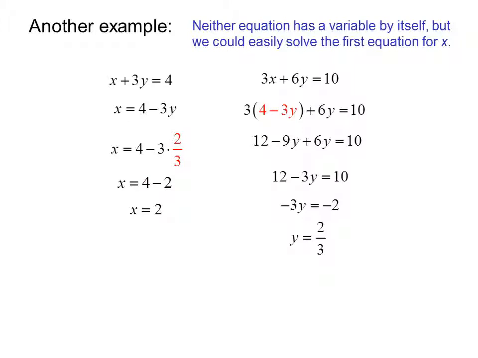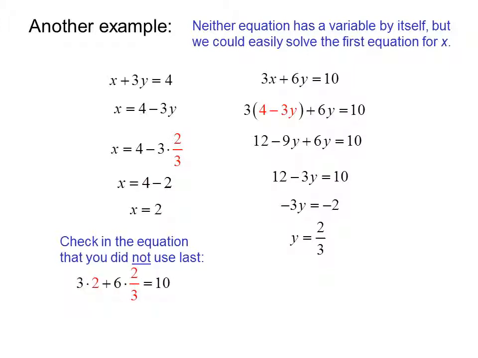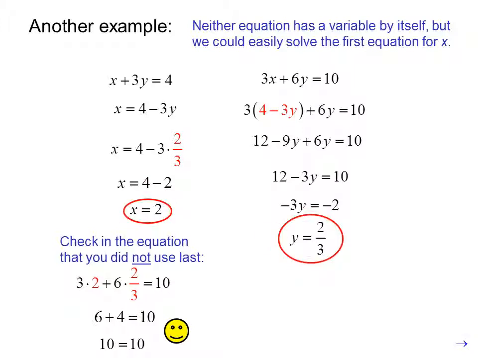Now we need to check. And as we did the last time, we check not in the most recent equation, but in the equation that we did not just finish using. So we check an equation that you did not use last. In this case, that's 3x plus 6y equals 10. Substituting in, we get 3 times 2 plus 6 times 2/3 equals 10, which gives us 6 plus 4 equals 10, or 10 equals 10. So we know we have the correct answer. x equals 2, y equals 2/3.